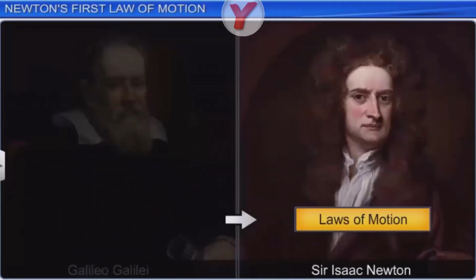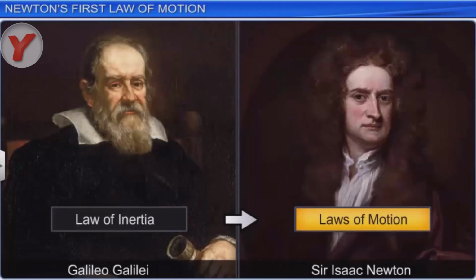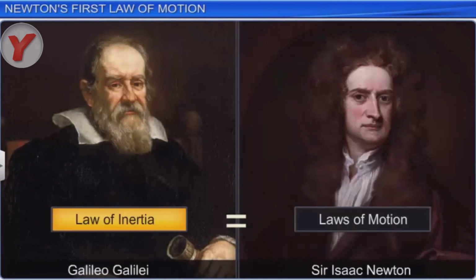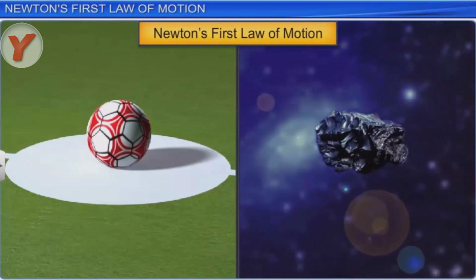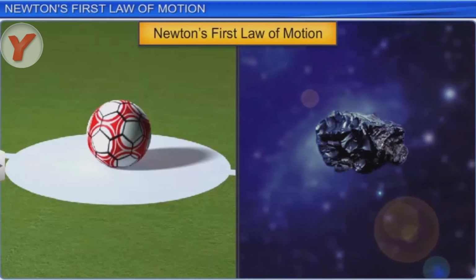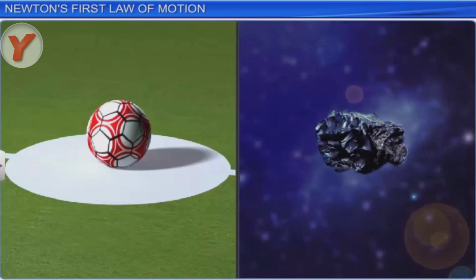Newton's laws of motion have their roots in Galileo's law of inertia. In fact, Newton's first law of motion is almost the same as Galileo's law of inertia. Newton's first law of motion states that every object continues to be in its state of rest or of uniform motion in a straight line unless compelled by some external force to act otherwise.